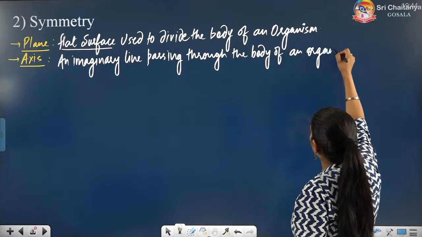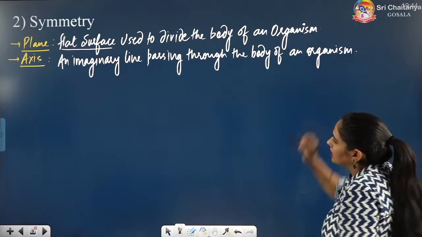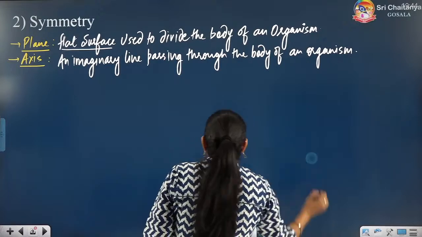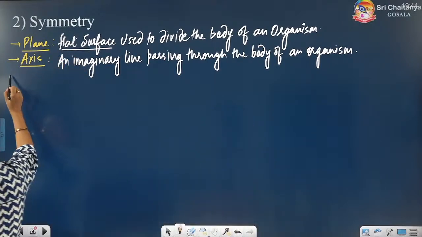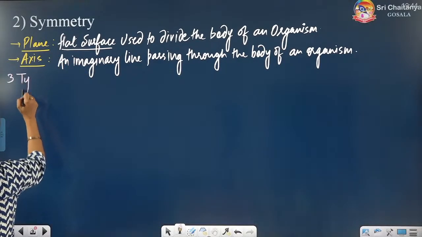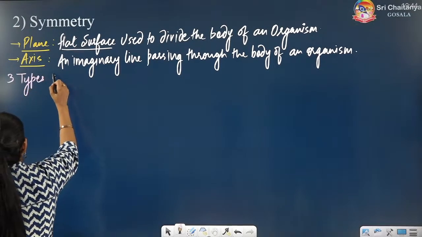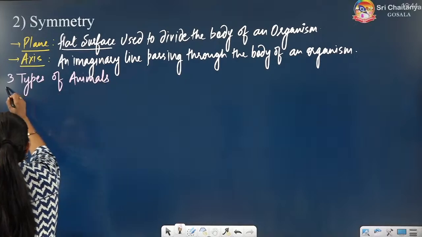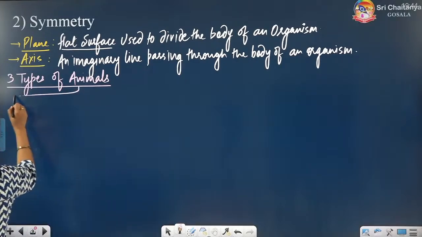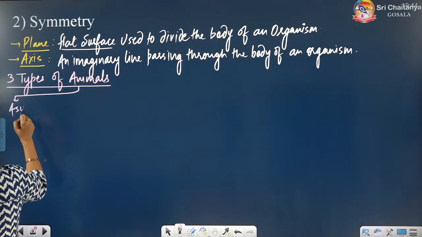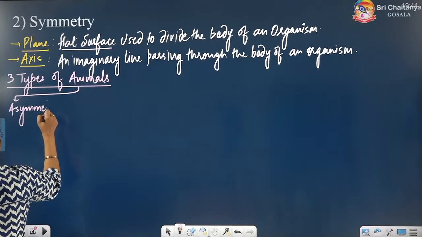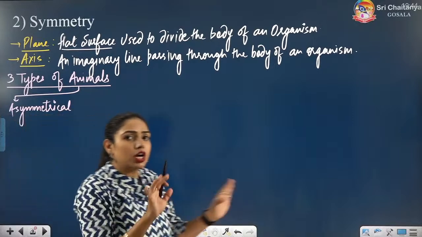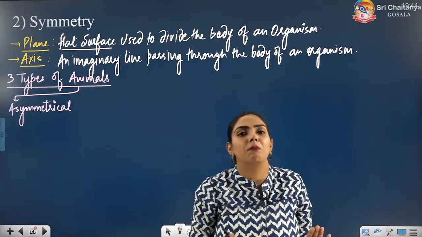Alright. If you have understood plane and axis, then we can talk about types of symmetry. On the basis of symmetry, we will have 3 types of animals. The first type is the asymmetrical animals. They don't have any symmetry. We cannot divide their body into 2 equal parts.